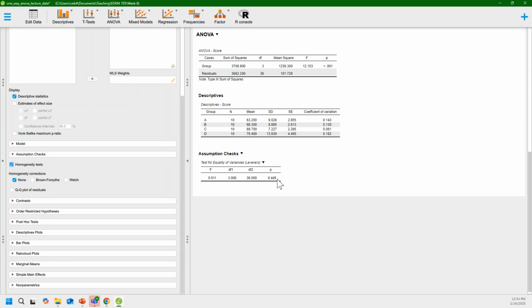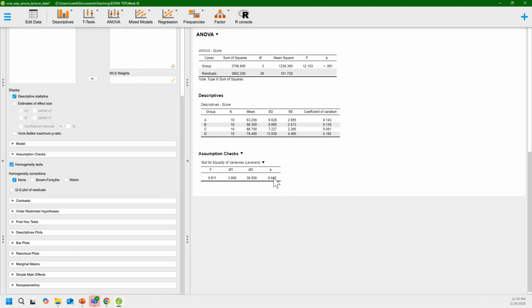Notice also that this uses an F statistic. It has 2 degrees of freedom, so DF1 and DF2. And this is my p-value for the test for equality of variances, Levene's test. Remember, if it's not significant, then we can use our regular old ANOVA. So since this is not significant, I'm going to use our regular ANOVA, all right?